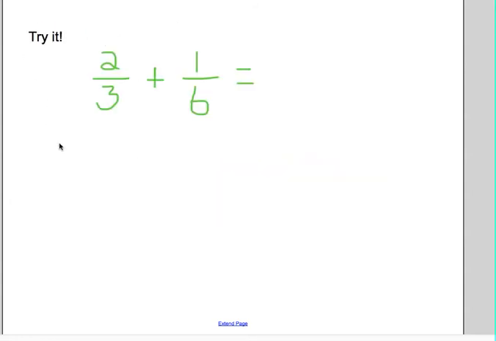Now, I want you to try some, and I do want you to put these in your notes. So I want you to copy this problem into your notes, pause the video, solve the problem, then resume the video.